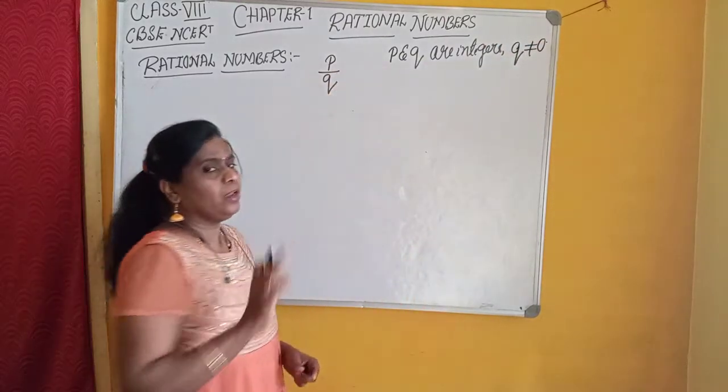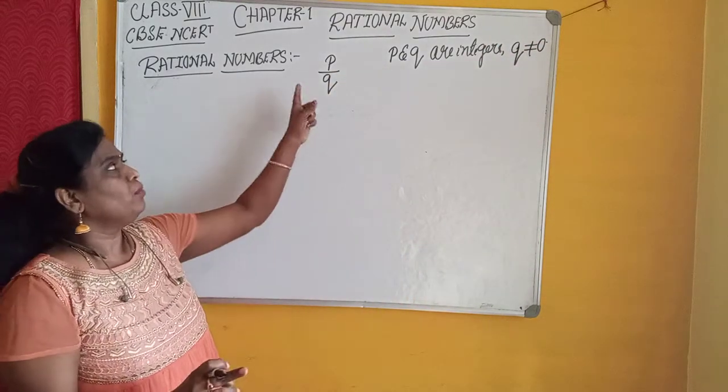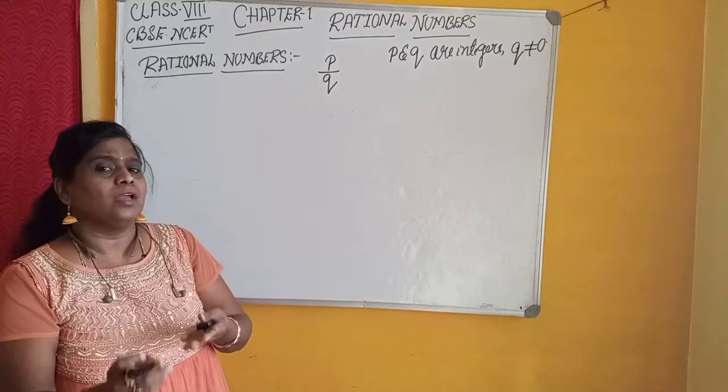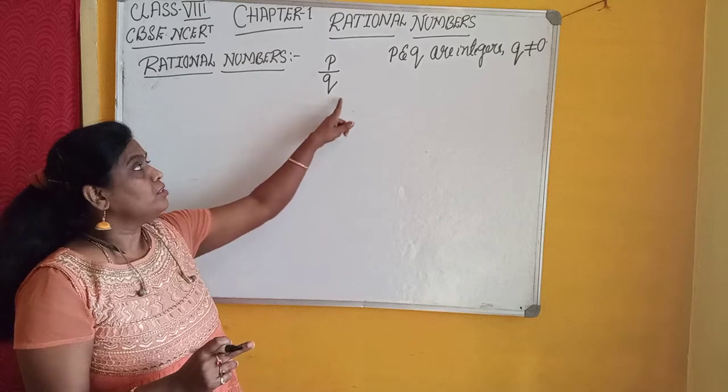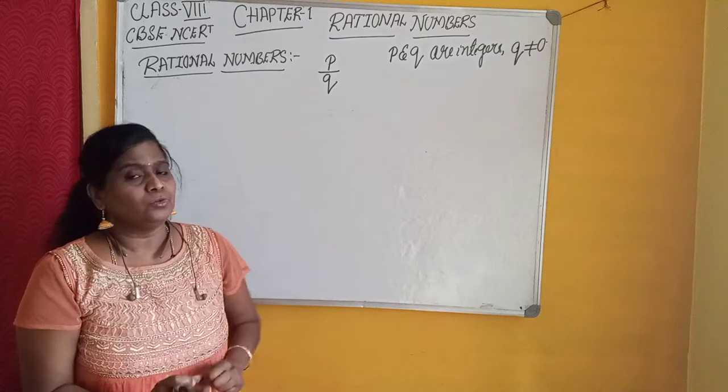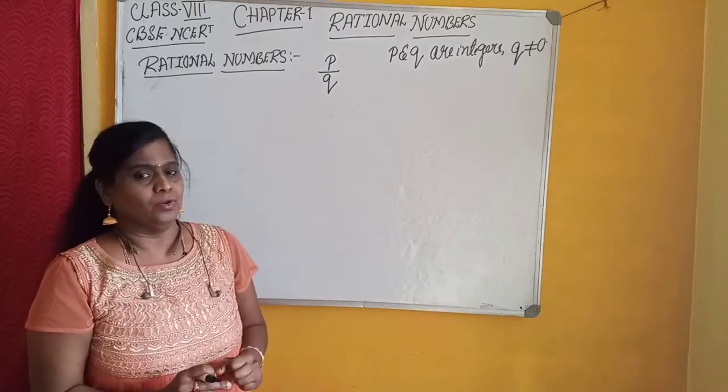This should be integers. Integers must. What is that? The 1, 2, 3, any positive number or any negative number. But the denominator q should not be equal to 0.